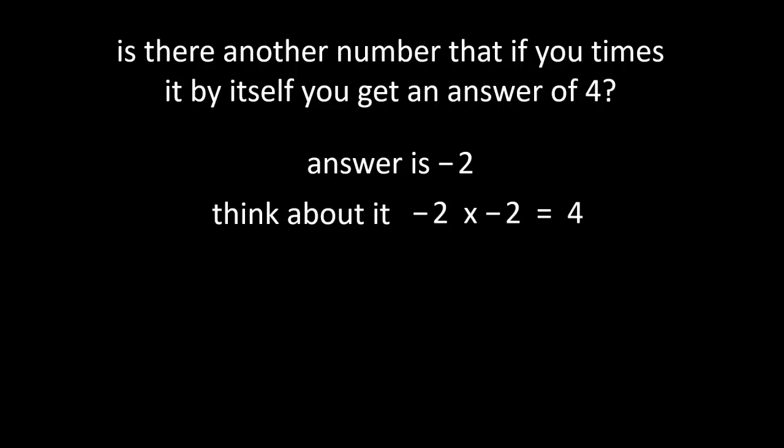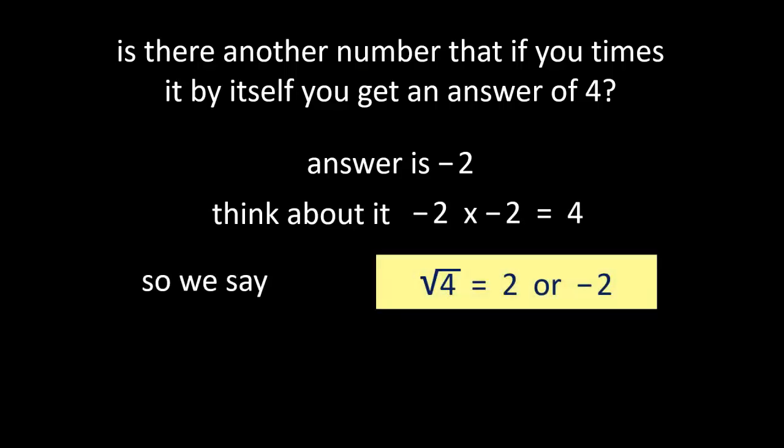Now, here's a question for you. Is there another number that if you times it by itself, you get an answer of 4? Yes. There's -2. Think about it. -2 times -2 is equal to 4. So we say that the square root of 4 is +2 or -2. Well, we could just write 2 or -2.